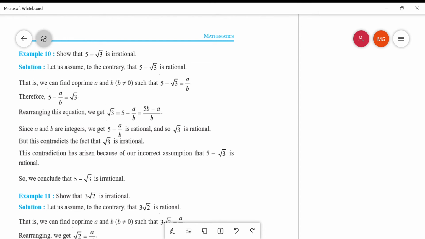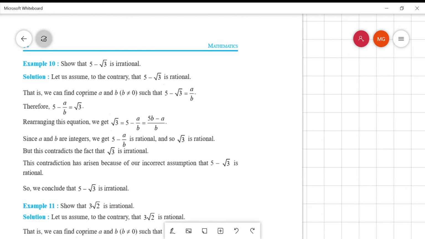Greetings class, I hope you went through the previous video that I had shared about root 2 and the proof of root 2, root 3 and 2 minus 3 root 5, I guess it was, that they are irrational. So the proofs have been shared with you. In the same way you can prove it for any given number that has been provided to you.